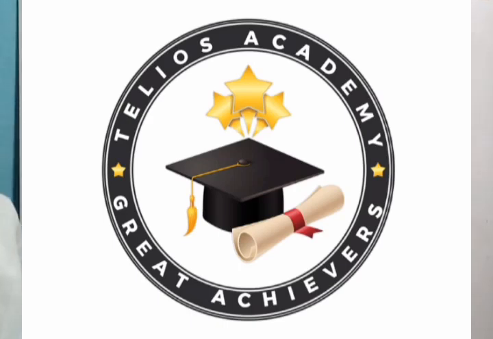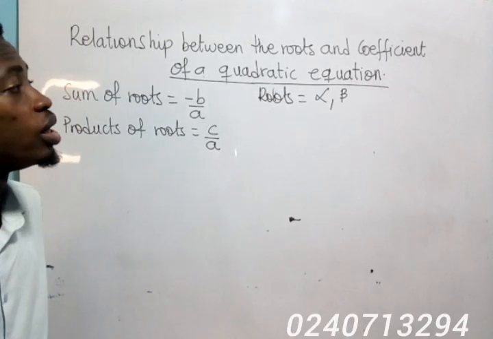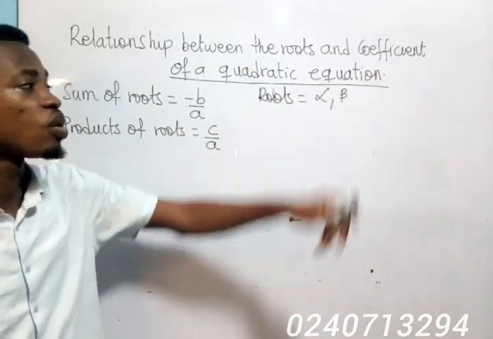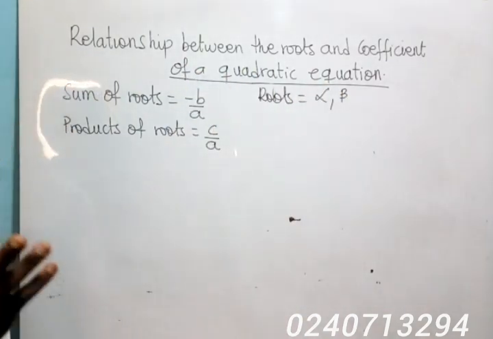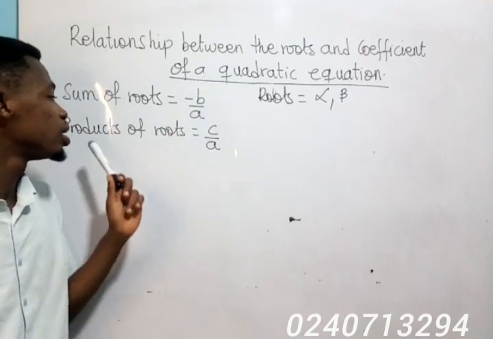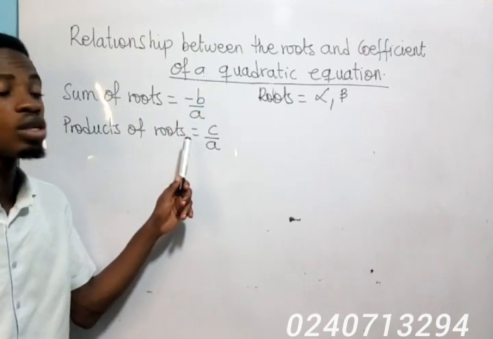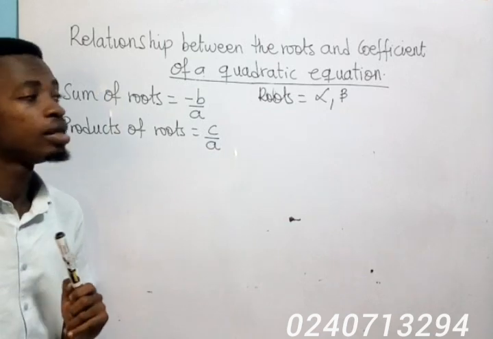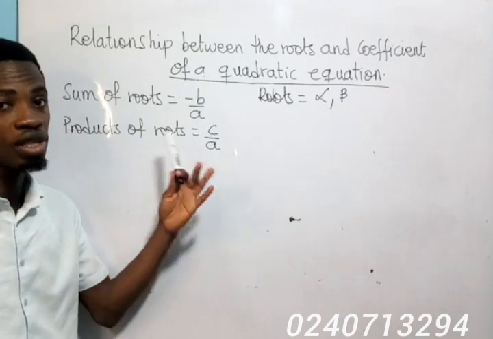Okay, this is Florence, the mathematics tutor, and we are looking at the relationship between the roots and coefficients of a quadratic equation. Now, we are told that the sum of roots is equal to negative b on a, and the product of roots is equal to c on a. Now, we want to prove if it is true.